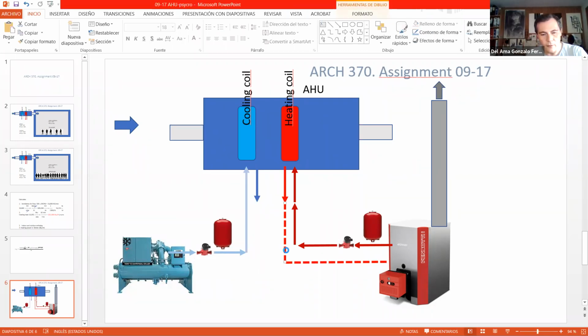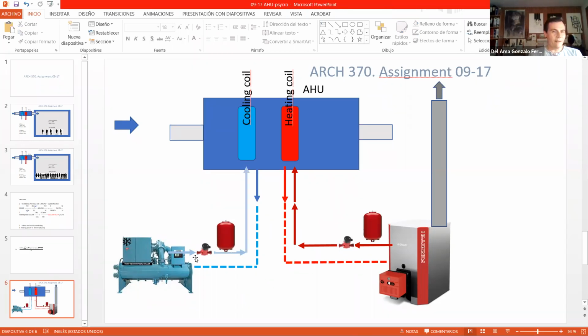And now we need another dashed line, a blue one. Okay. So this is it. We have everything we need here. We have water pumps and expansion tanks. Every time we have a closed loop, we should have this.